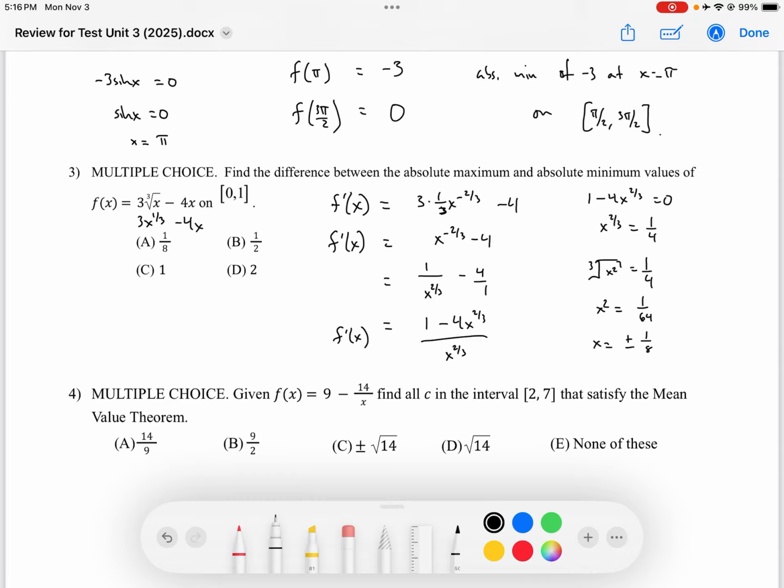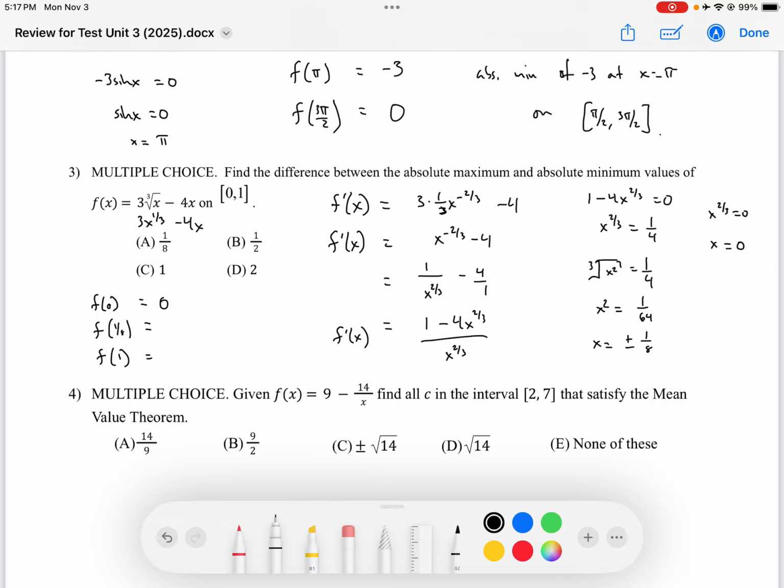And where is f prime undefined? F prime is undefined where x to the 2/3 equals 0, which is that x equals 0. So those are my critical points, 0 and plus or minus 1/8, but I'm just going to use the ones that are on the interval. So I need to compare f of 0, f of 1/8, and f of 1 and see what I get. F of 0 is pretty clearly 0.